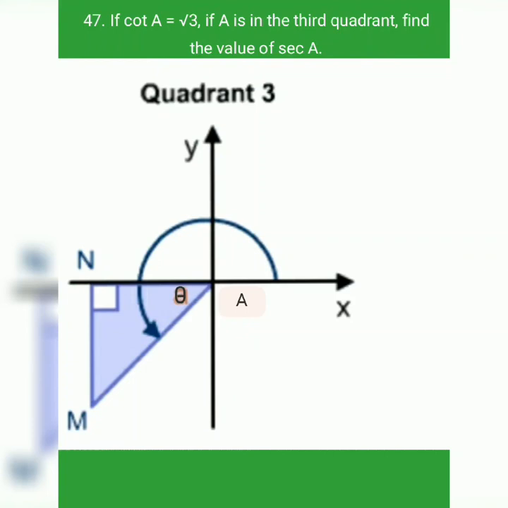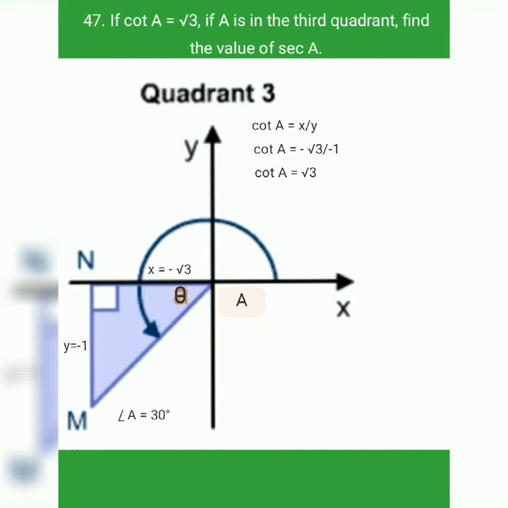If cotangent A is equal to square root of 3, and if A is in the third quadrant, find the value of secant A. Since on the given, cotangent A is equal to square root of 3, and angle A is equal to 30 degrees, cotangent A is equal to x over 1. Cotangent A is equal to square root of 3, so x should be negative square root of 3, while y should be negative 1, since it is located in the third quadrant.